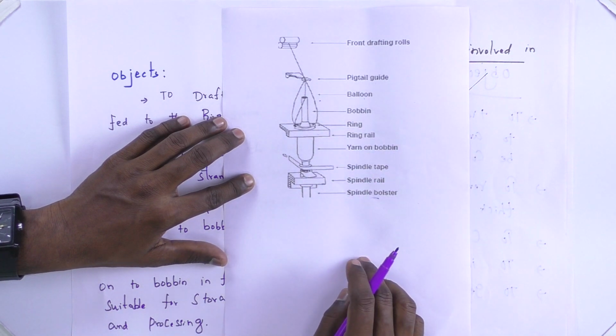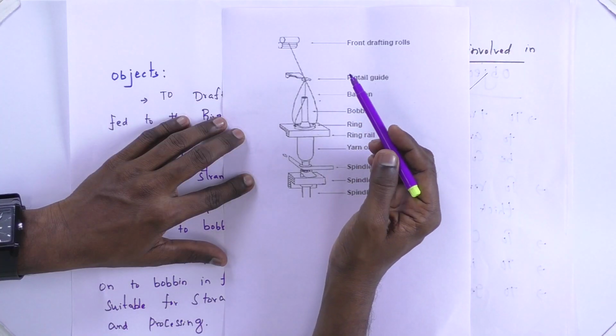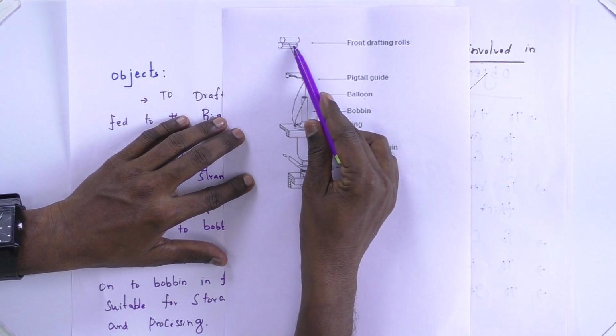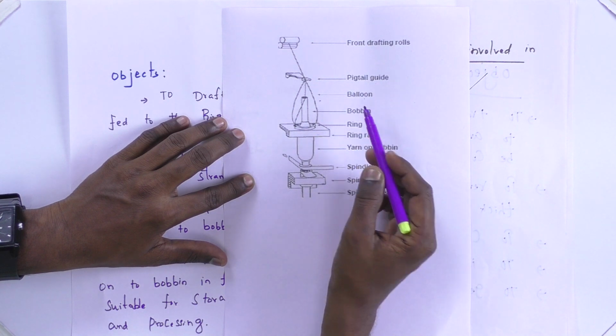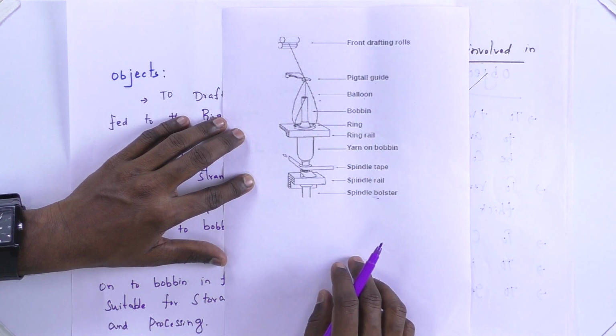Front roller, front drafting rollers. The bottom rollers are normally steel rollers. The top rollers are rubber synthetic cots, which are used to give draft pressure to the material. This is a guide, which is used to guide the material from front roller nip to traveler. And there is a balloon control also available in order to avoid or control the balloons while winding on a suitable package.